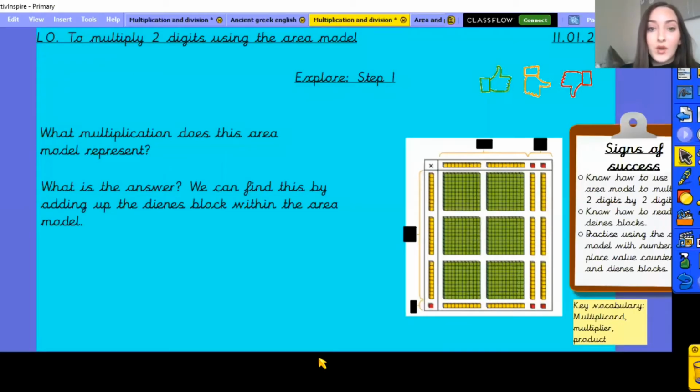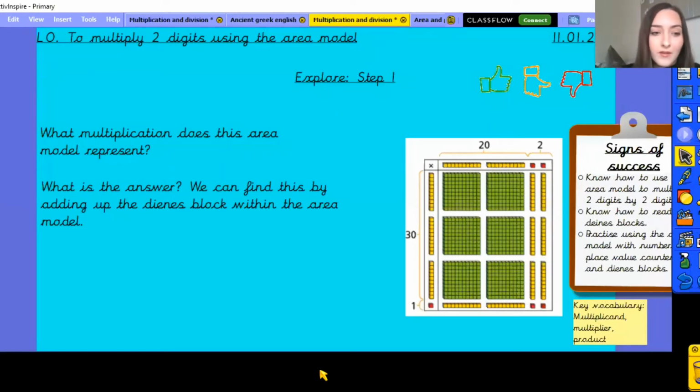Okay, so now I've got another example of an area model multiplication on the board. And what I'd like you to do after watching me model how to do it is try and find what this multiplication is and what the answer would be. So remember, we find what the multiplication is by looking at the top and on the side. And then we find the answer by adding up all of our Dienes blocks. So just pause the video and have a go at doing that now in your maths book.